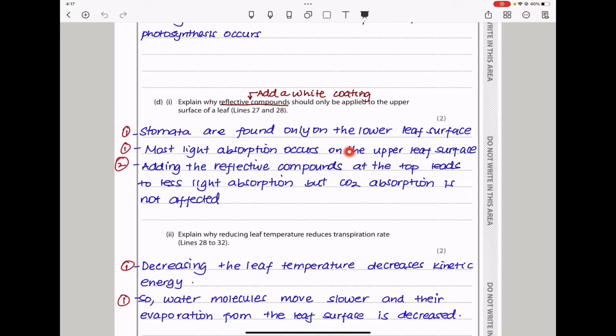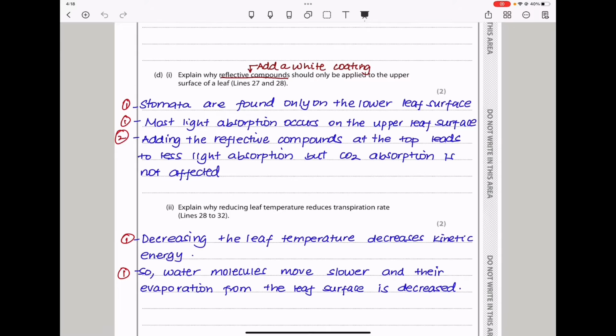Most light absorption occurs on the upper leaf surface. So adding a reflective compound to the top leads to less light absorption, but CO2 absorption is not affected. So this means the plant is still going to be photosynthesizing because it can still take up CO2 at a lower temperature so that it doesn't dry out.